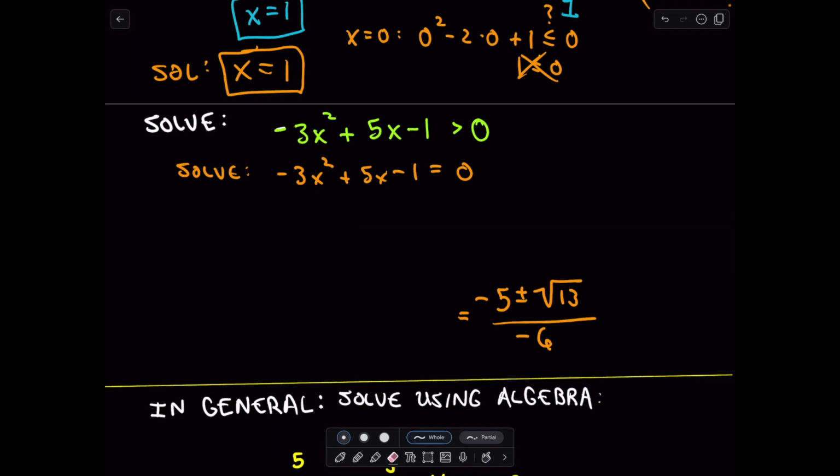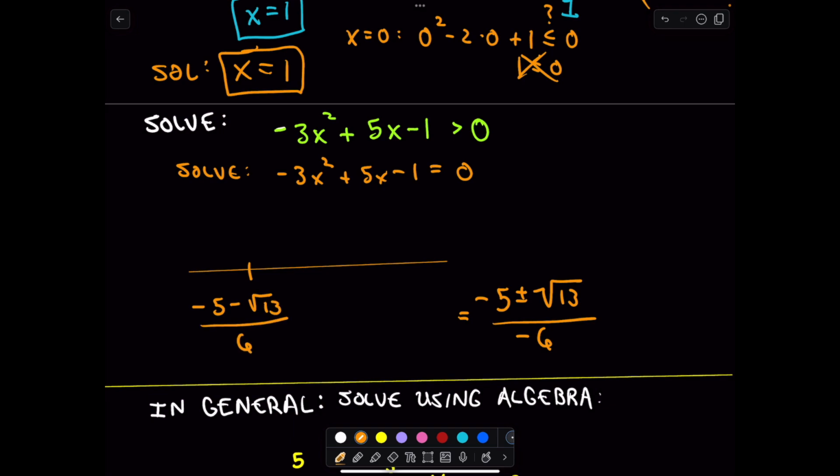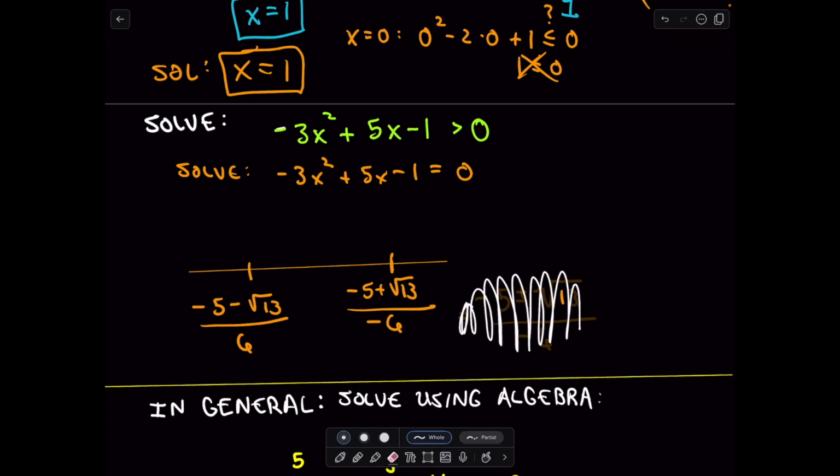Okay, so it says this is going to equal 0 at negative 5 minus the square root of 13 over 6. That's going to be the smaller value, right, if you're subtracting the square root. And then I'm going to have another value of negative 5 plus the square root of 13 over negative 6. Oh my goodness. Those are not nice numbers, but that's okay.